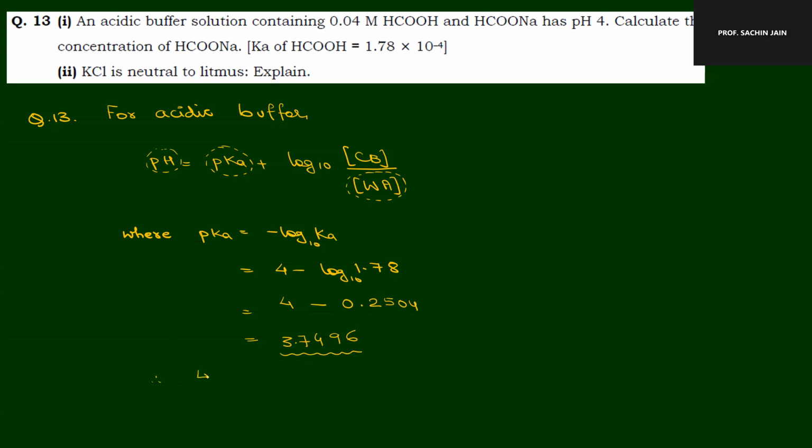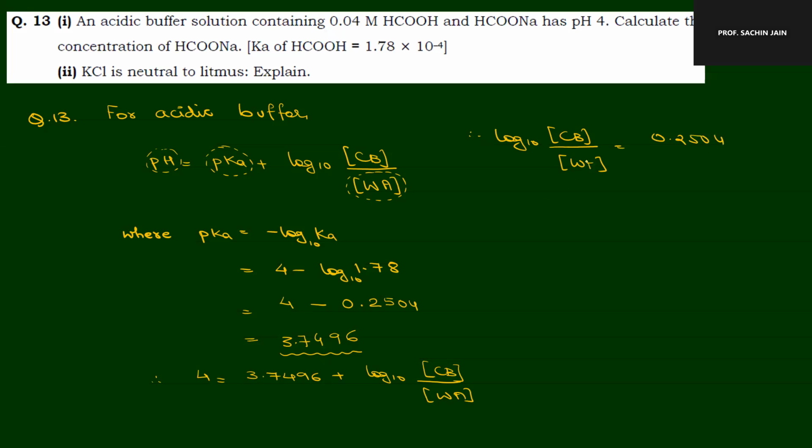Therefore pH is 4, pKa is 3.7496, and log to the base 10 of concentration of base upon the weak acid. Now when you take the difference, you will get back the same value which you have actually found, 4 minus 3.7496. Actually this will be 0.2504.